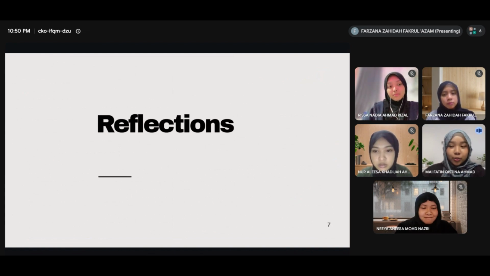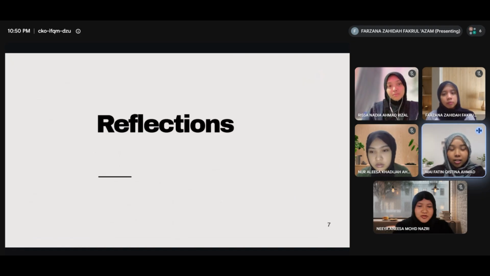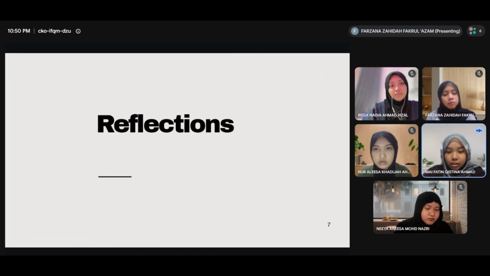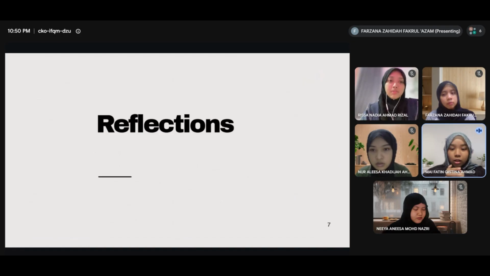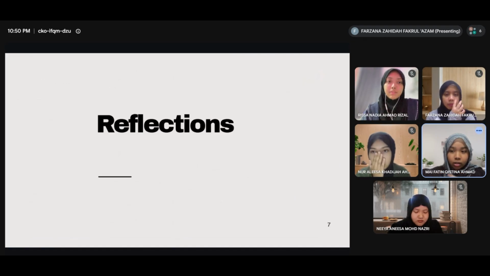All right. So for me, in conclusion, this translation activity has helped me understand that translating poetry is not just about changing the words from English to Malay, but it also requires understanding the meaning, the tone, and also the emotion behind each line.